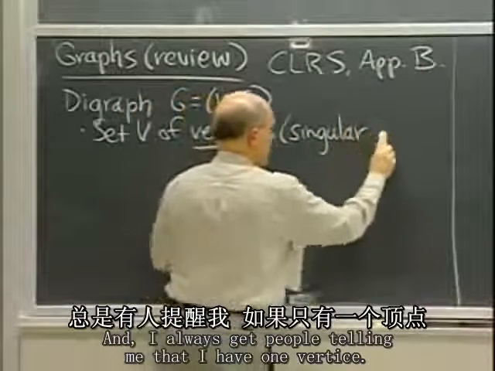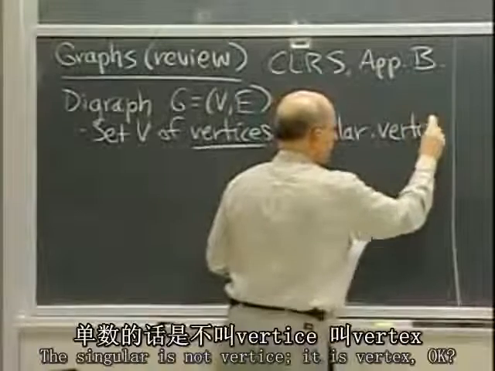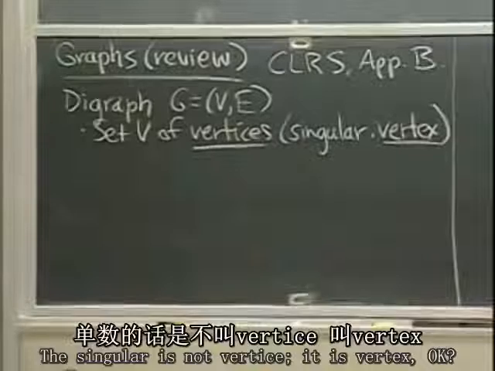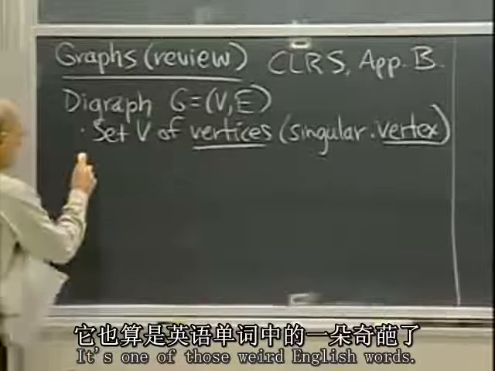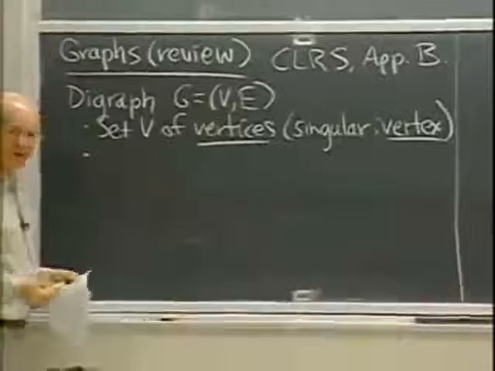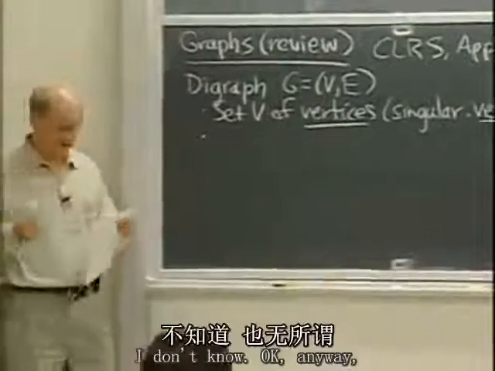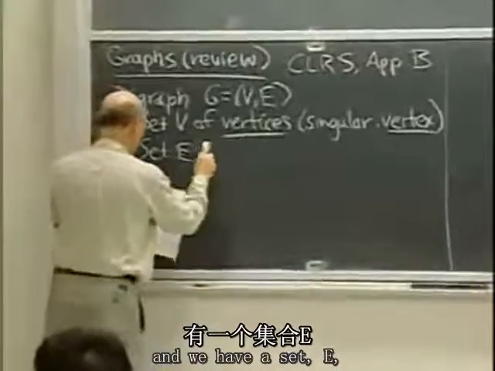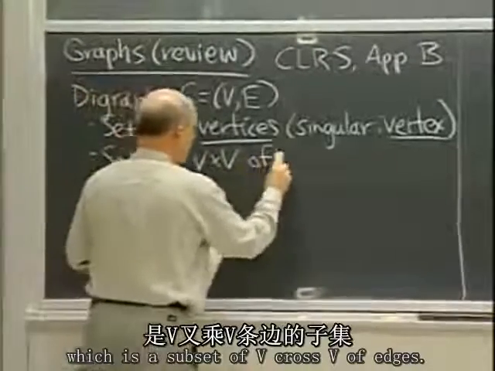I always get people telling me that I have one vertice. The singular is not vertice, it is vertex, okay? Plural is vertices, the singular is vertex. It's one of those weird English words. Okay, it's probably originally French or something, right? I don't know. Anyway. And we have a set E, which is a subset of V cross V, of edges.